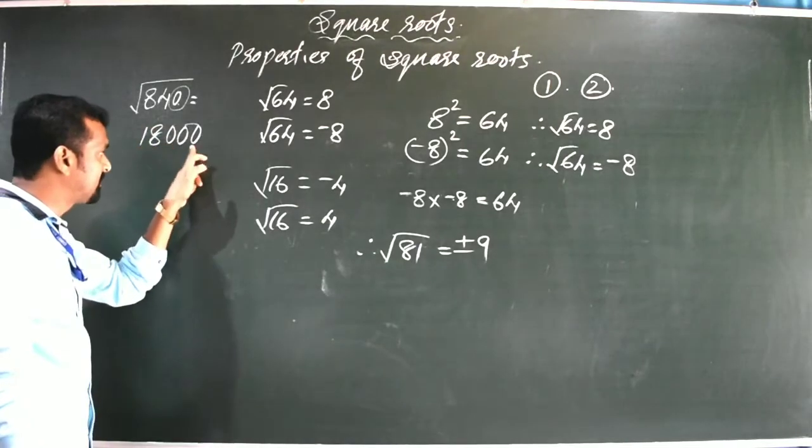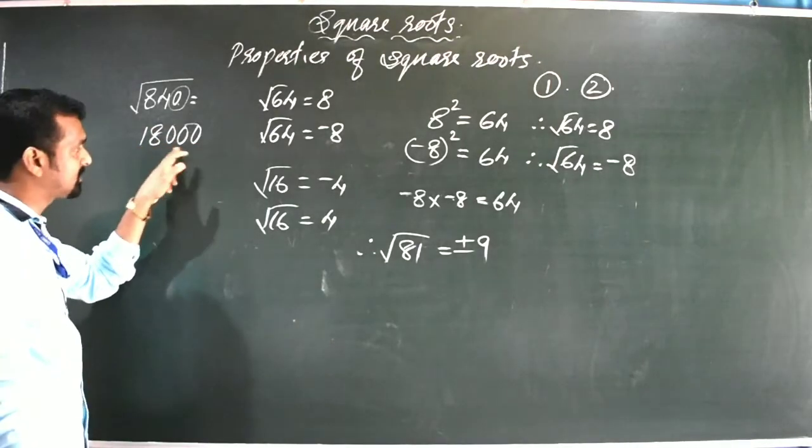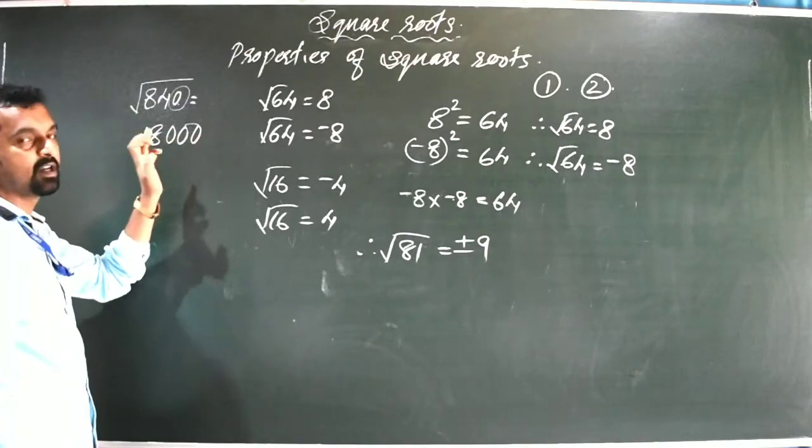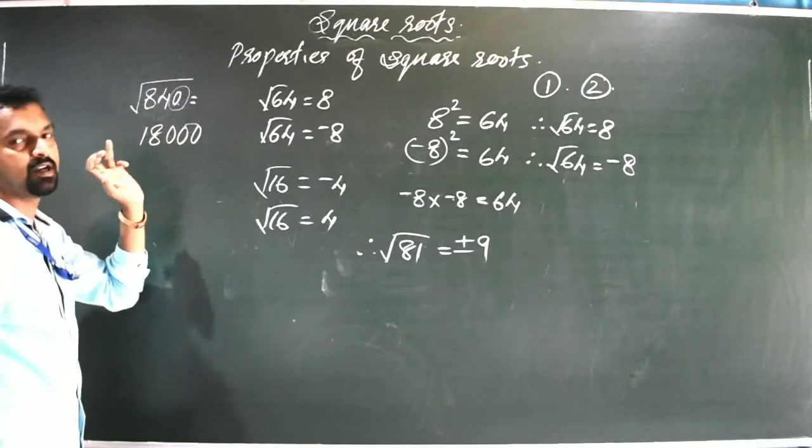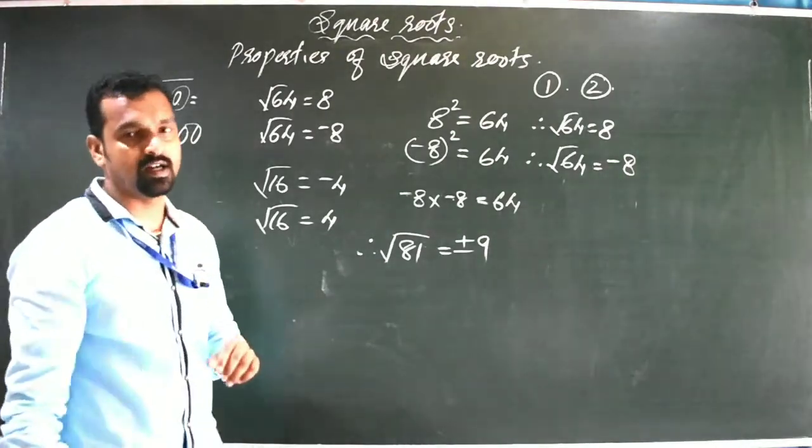That is, it ends with an odd number of zeros. That is, 3 means it is an odd number. 3 zeros, odd number of zeros. So it does not have a square root. That is the second property.